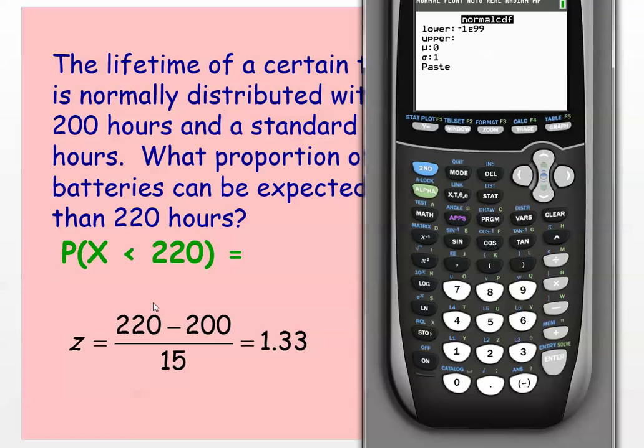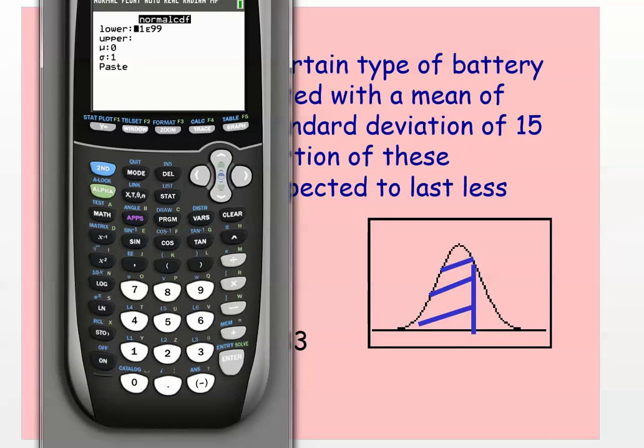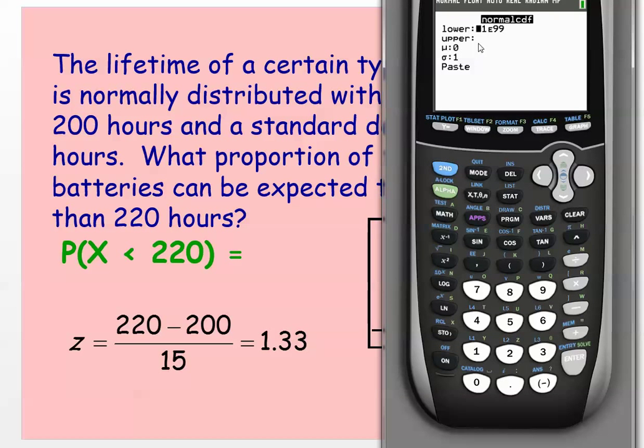I want less than 220, which means the z-score that corresponds to that is the 1.33 we figured. So as far as the lower goes, I want this to go as low as it can, so that would be mathematically how we represent negative infinity. For upper, I want 1.33. And since the z-scores are in the standard normal curve, the mean would be 0 and the standard deviation would be 1. So it's lower bound, upper bound, mean, and standard deviation. Your calculator might not have a fill-in-the-blank like I do, so you might just have to type that in. And then I'm going to hit enter.